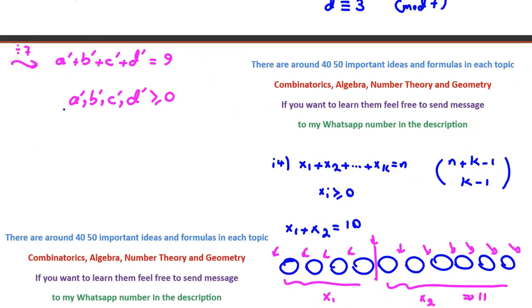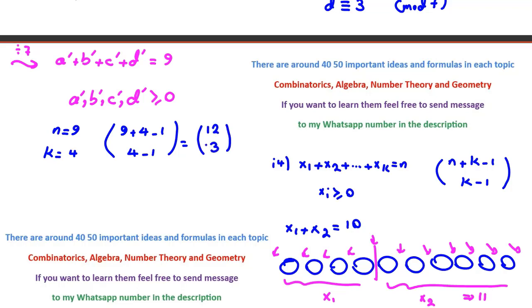Okay, now we want to solve this. You say, okay, n is what here? N is 9. K is what here? K is 4. So n plus k minus 1, 9 plus 4 minus 1, choose k minus 1, 4 minus 1, because we have 9 balls and 3 dividers. So it will be 12 choose 3. 12 choose 3 is what? It is 12 times 11 times 10 over 3 factorial. 3 factorial is 6. It will be 220.